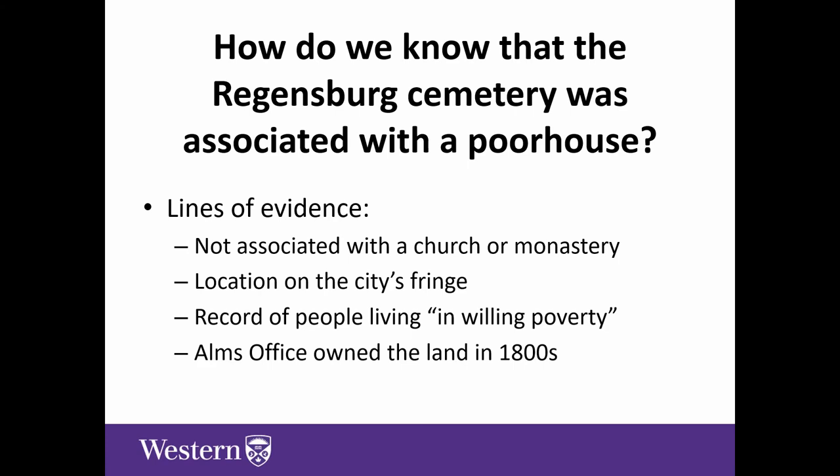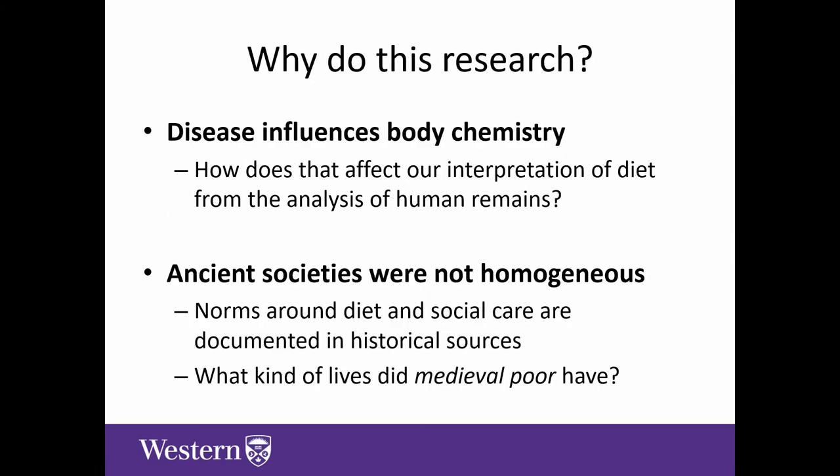So you don't put a poor house and poor people in the middle of the city. You would put them on the edge of the city, and that's where it was. And there are historical documents that suggest that people were living in willing poverty nearby, as well as the charity office or the alms office actually owned the land right up until the 1800s. So those are the pieces of evidence we're drawing on to conclude poorhouse.